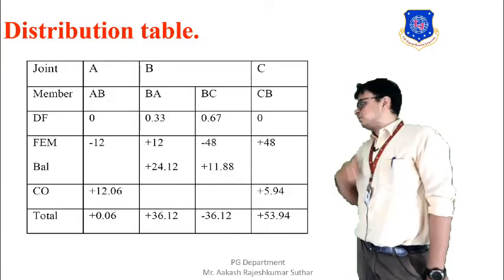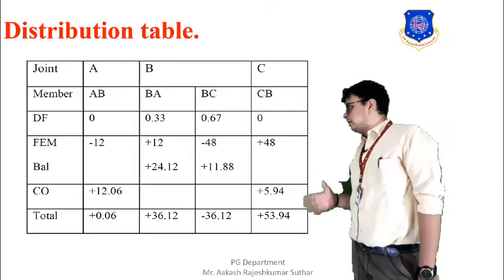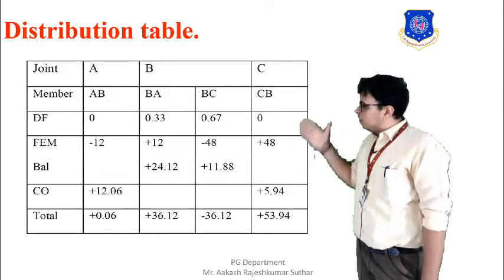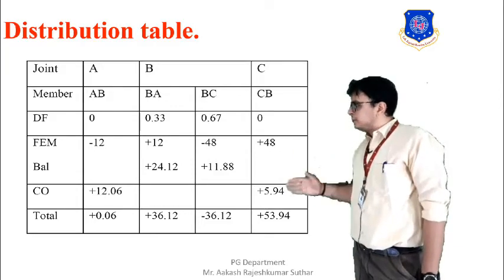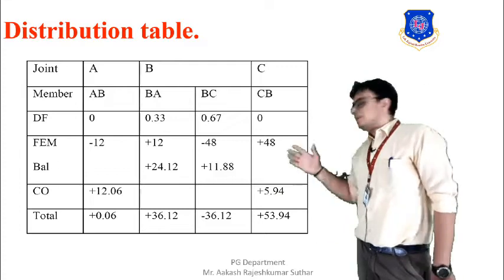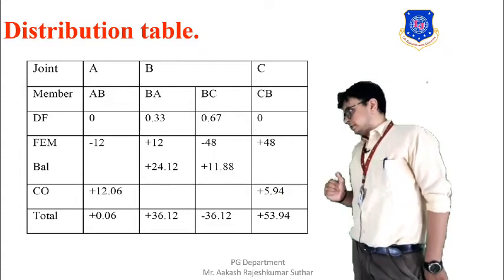After that it is time for joint B and particularly for BA. So while calculating all the moments from the initial moment to the carryover and the distribution, finally we are getting the moment of 36.12 kilonewton meter.